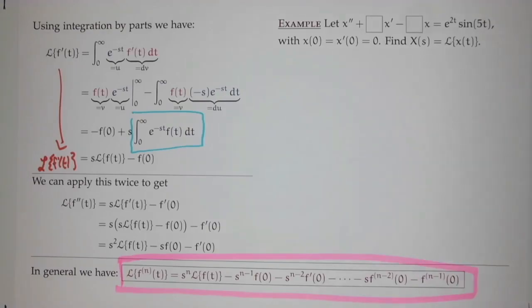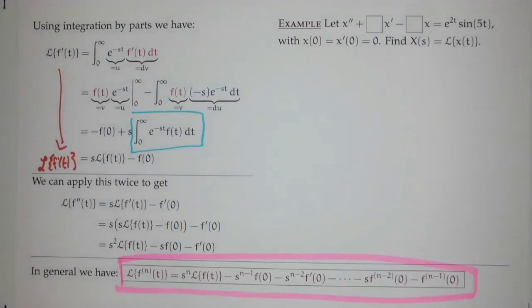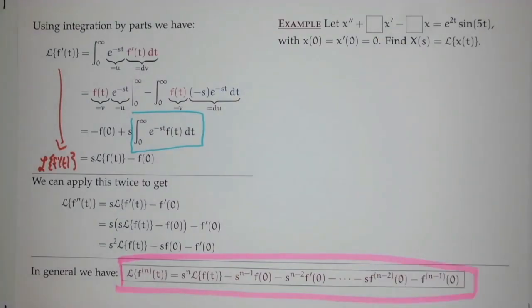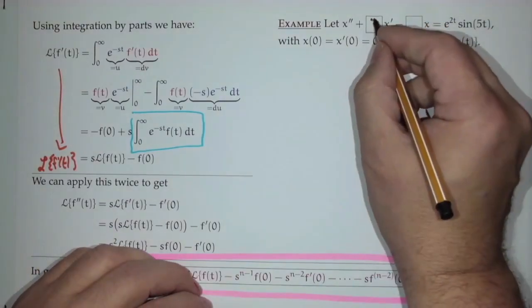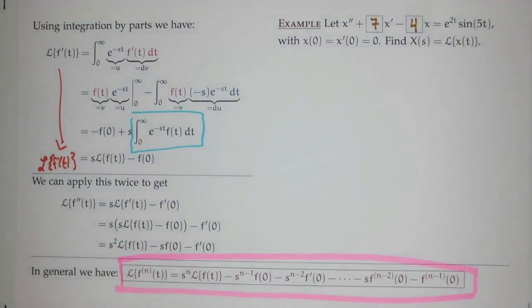Okay, so let's do an example. There are some boxes here. This is our choose your own adventure. Where do you want to go into that box? 7. And then someone said 4. Okay, so there are two boxes, a 7 and a 4.